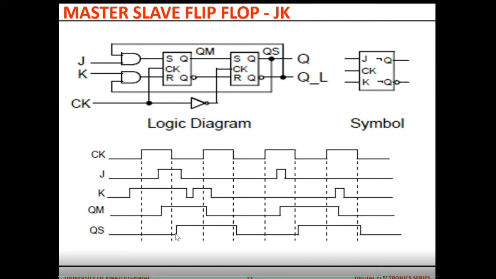Now this one, after the negative pulse, it takes on the value of what? QM. Just that is the value of QM after the negative pulse. Comes here, takes on the value of QM. When the negative pulse starts, takes QM. That one, when the negative pulse starts, takes QM. When the negative pulse starts, takes QM, and like that.